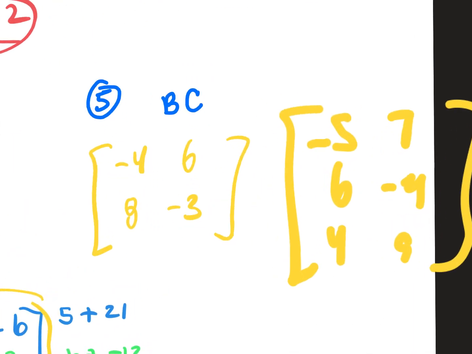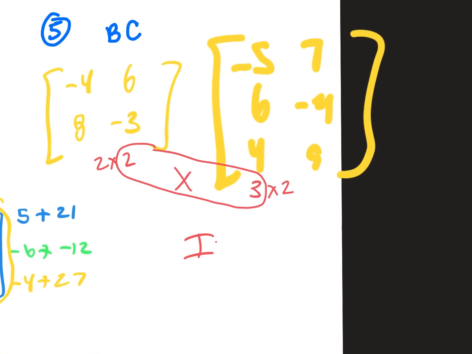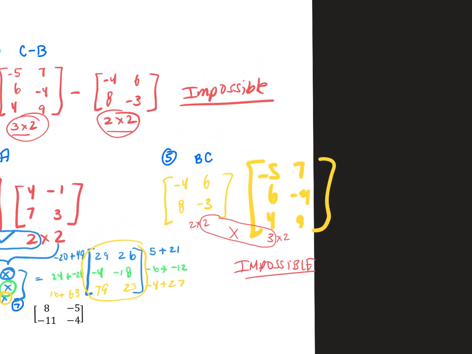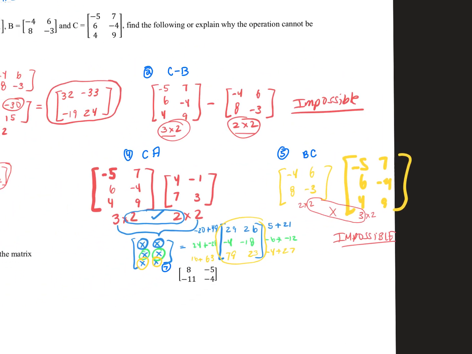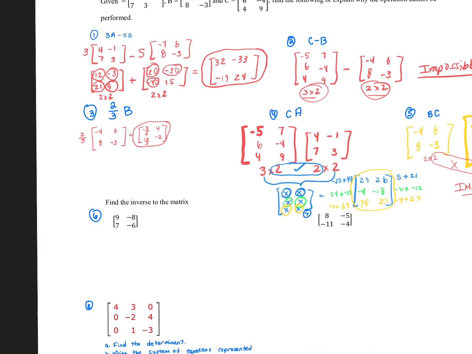My first matrix is a 2 by 2. My second is a 3 by 2. So I look at the inside. These two are not the same, so this answer here would be impossible. You cannot combine these. Impossible, because the inside dimensions aren't the same. So when you're adding and subtracting, both dimensions have to be the same. When you are multiplying, the insides have to be the same.